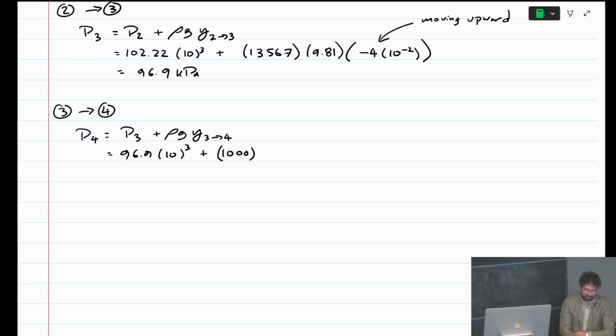So I'd say probably the biggest error that I could see you guys making for a question like this is just the units. So keeping track of your 10 to the negative 2 and 10 to the 3. For example, the 96.89 came out as 96.9 times 10 to the 3, and then I just wrote kilopascals. So just be really careful with your units.